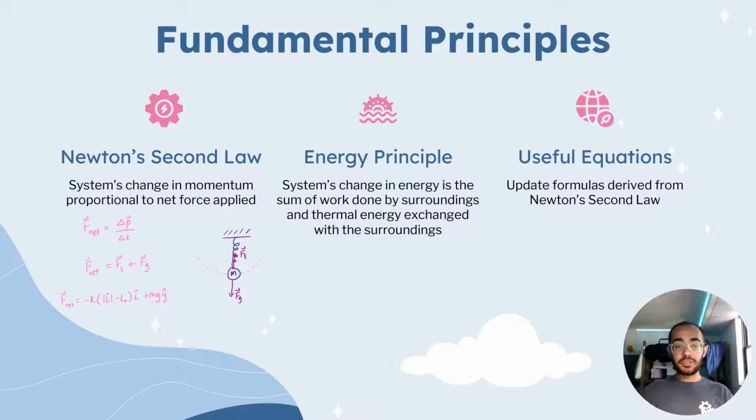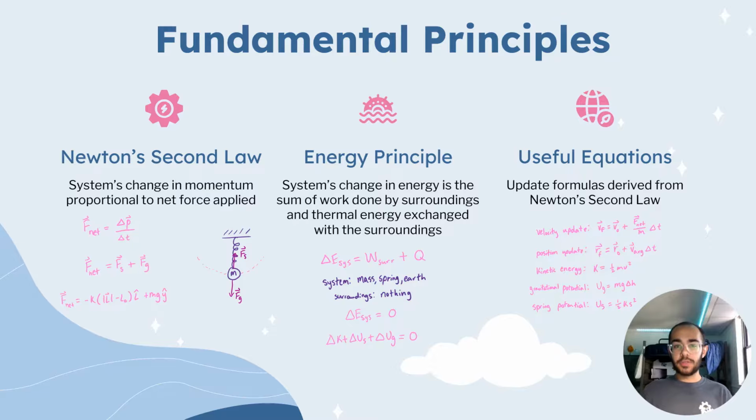Okay, next up is the energy principle, which states that the system's change in energy is the sum of the work done by the surroundings and thermal energy exchange with the surroundings. Here it is written out. We have to define what our system and surroundings are before we can write this out. Our system in this case is the mass, the spring, and the earth, and our surroundings is basically everything else, but in this lab we're going to isolate the system, so there's no interactions with the surroundings. So that means the change in the energy of the system should be zero. And for our system, we're going to have kinetic, spring potential energy and gravitational potential energy all equal to zero. And here's some more useful equations.